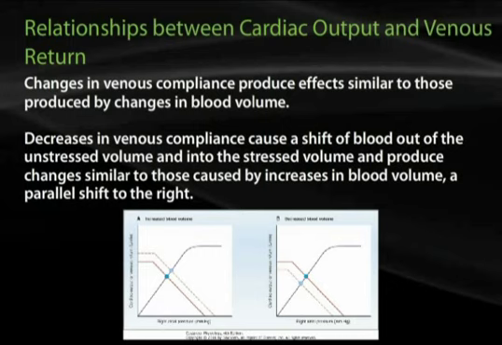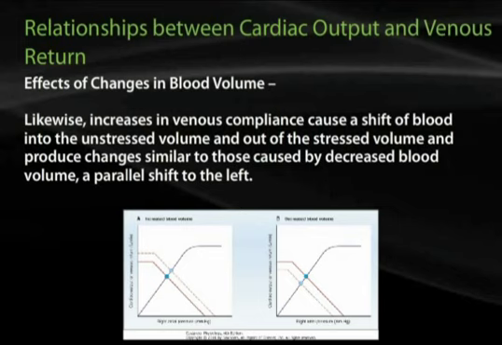Changes in venous compliance produce effects similar to those produced by changes in blood volume. Decreases in venous compliance cause a shift of blood out of the unstressed volume and into the stressed volume and produce changes similar to those caused by increases in blood volume, which is a parallel shift of the entire venous curve to the right.